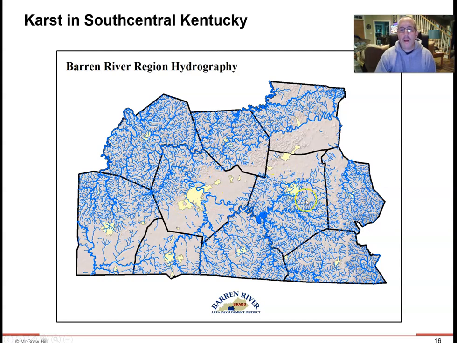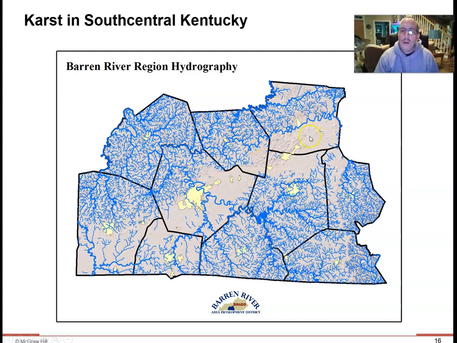This would be Barren County. Barren River Lake is down here. You see all the blue is surface streams or lakes. So you see all the surface streams. Allen County, Monroe County, Metcalfe County over here. This is Hart County. This is Edmonson County. And again, this is Warren County. Mammoth Cave National Park is located right here in this corner of Barren, Hart, and Edmonson.